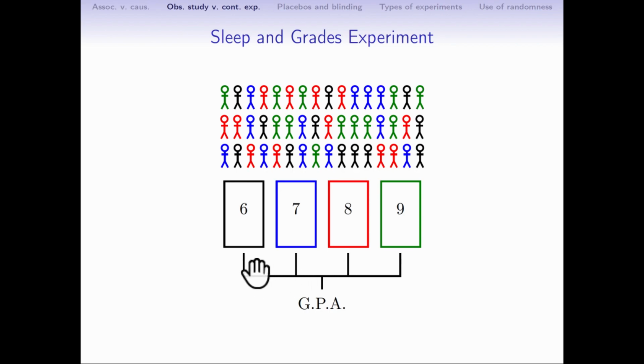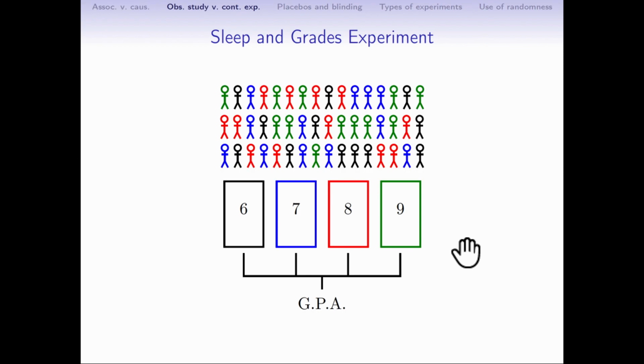Now, if it does turn out that there is an association between sleep and grade point average, because we've actively controlled the explanatory variable and we've seen a response and association with the explanatory variable, here we could begin to validate the conclusion that sleep causes an effect in the grade point average.